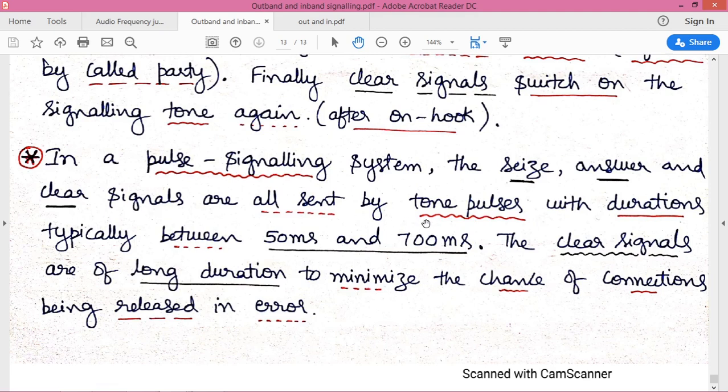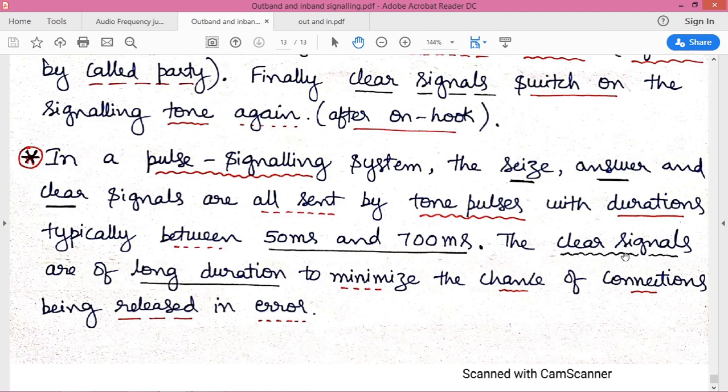But the thing is, the pulse will go on and then off. So this pulse duration is made typically larger, generally between 50 milliseconds and up to 700 milliseconds. Generally in speech, we don't observe any signal going high for a longer duration. The amplitude will vary in our speech signal, we know that. Whereas in pulse signaling we make use of pulses and their duration is made 50 milliseconds to 700 milliseconds.